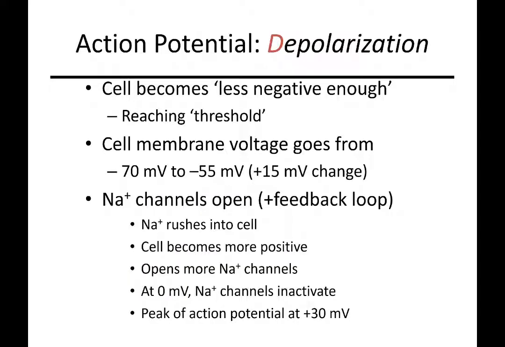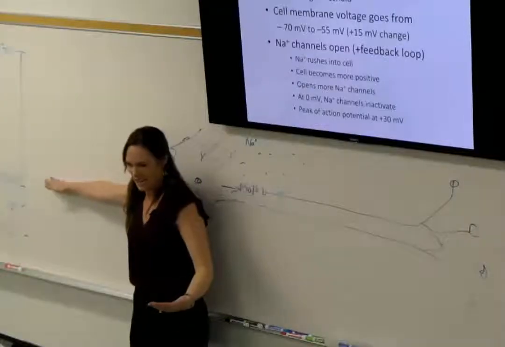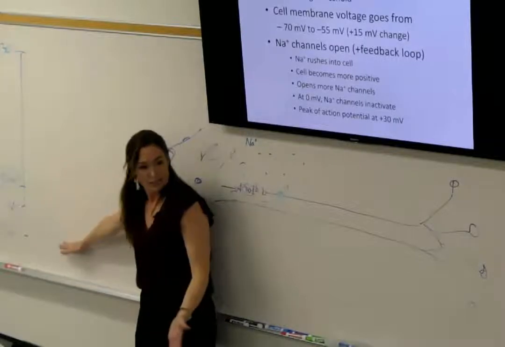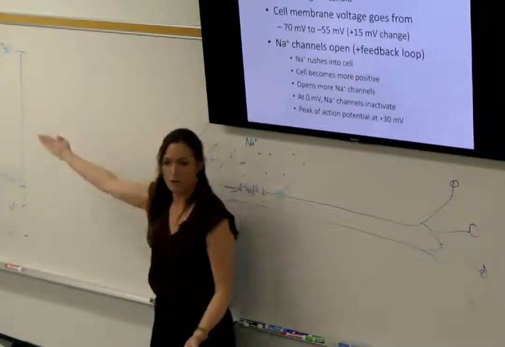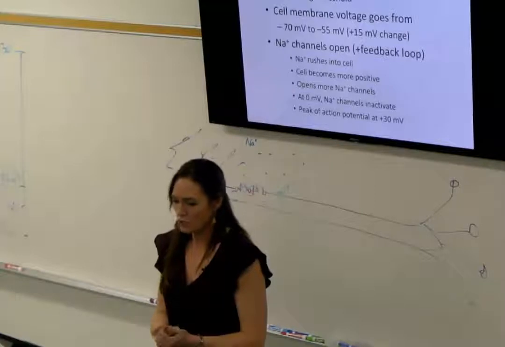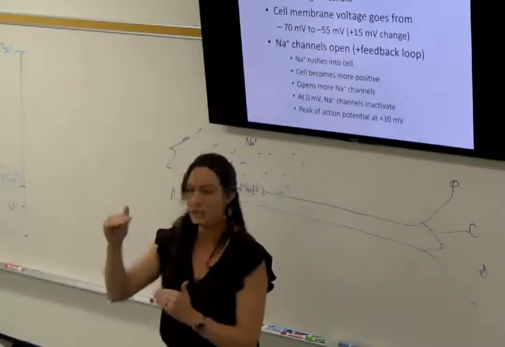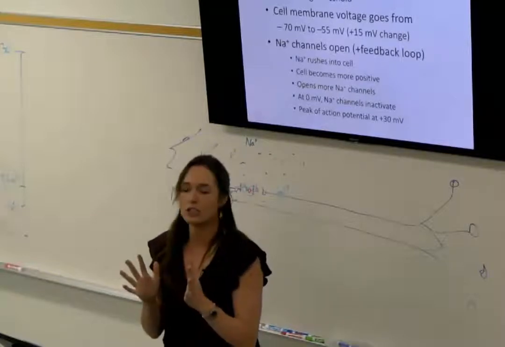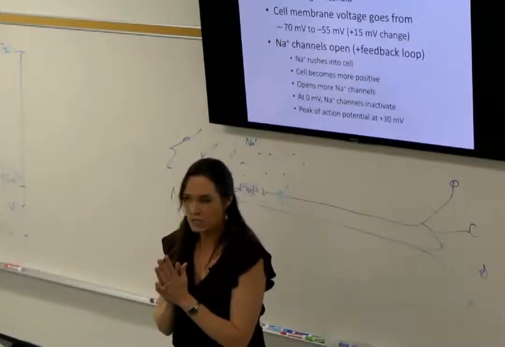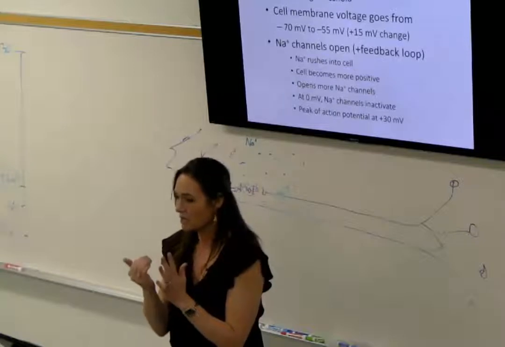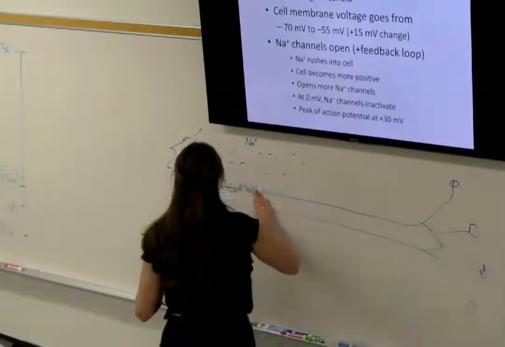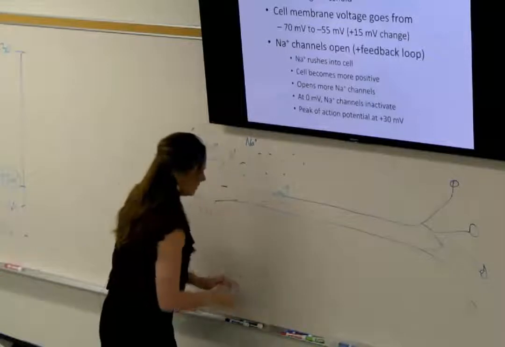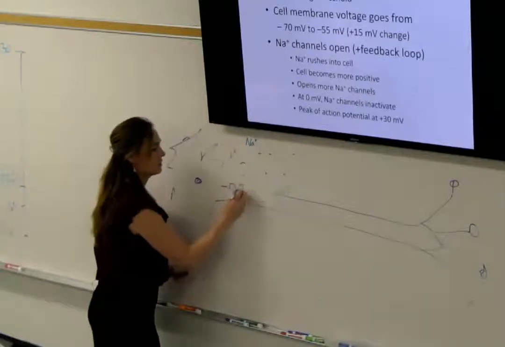Depolarization means we started with negative, and we're becoming less negative. So -55 is still negative, but it's more positive than -70, right? So we're sort of moving up. Once the cell membrane voltage reaches -55, we've bumped up by 15 millivolts. Our voltage-gated sodium channels open. Sodium rushes into the cell, and it becomes positive. So in our picture here, we have our sodium channels here.